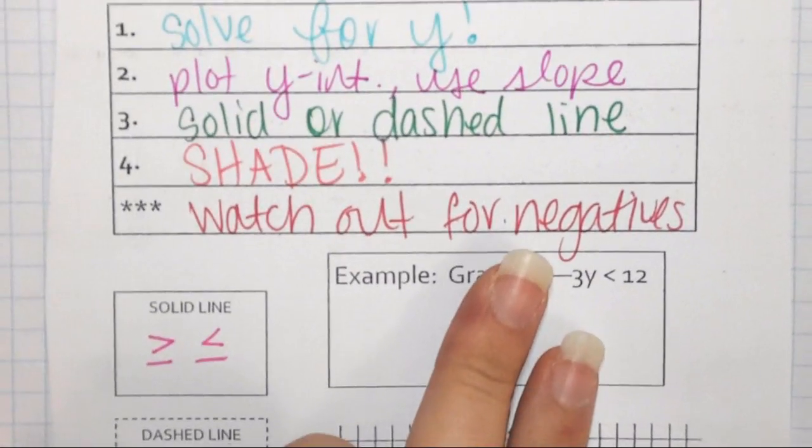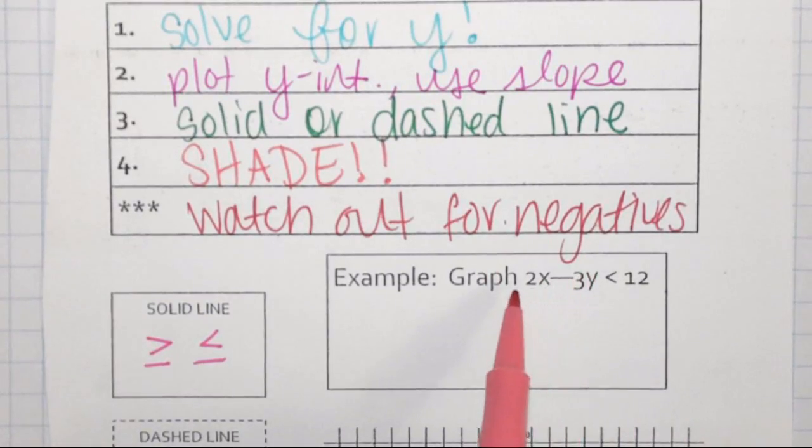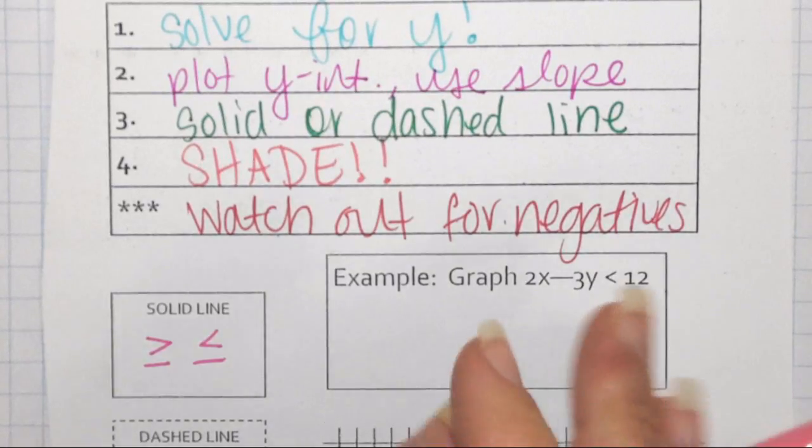Alright, so now what we're going to do is we're going to use these 4 steps to solve our first one together. We're going to do 3 together, then you're going to do 2 without me. That way we can have plenty of practice. Does everybody understand? Yes, ma'am.